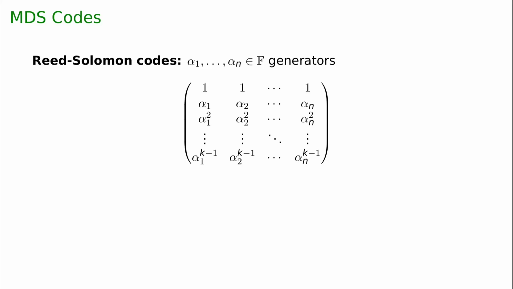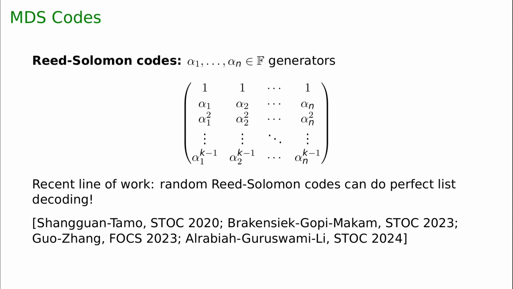The rows of our Reed-Solomon code are first a row of all ones, then a row of alpha_1 to the 1 through alpha_n to the 1, then alpha_1 squared through alpha_n squared, and so forth. This turns out to be an MDS code, and in fact, in a very recent line of work, if you pick these generators randomly, they can also more or less perfectly do list decoding. We'll discuss the ingredients for proving these results and building off of them soon.